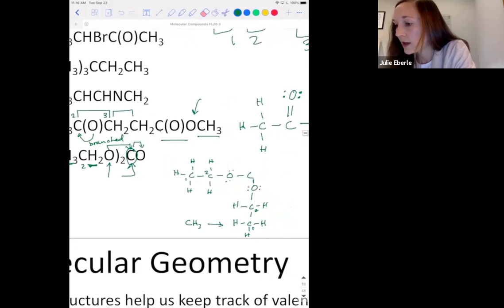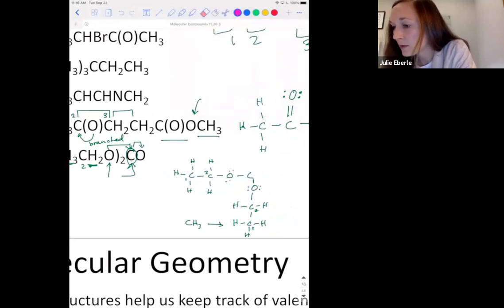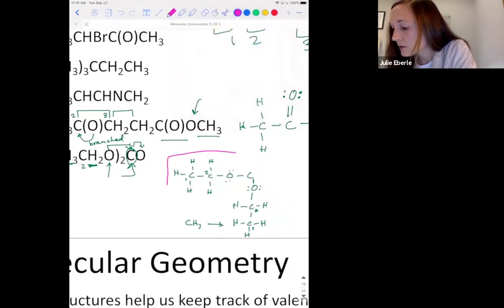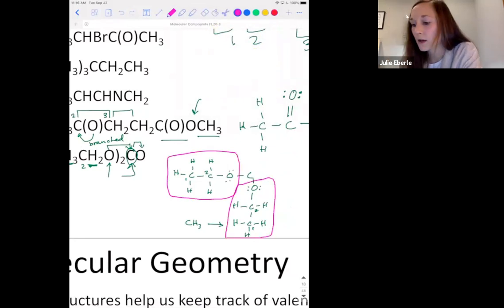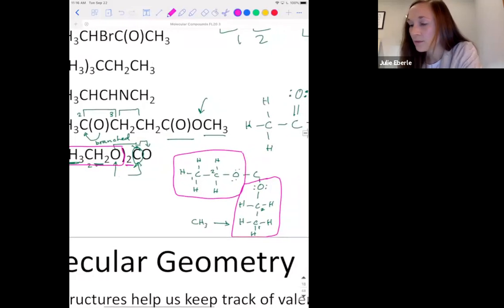So what we've done, I'm going to go back to my pink. We have 2 identical groups. I'm going to circle them real quick. These are the 2 identical groups, okay? That is what's in parentheses right here. And there's 2 of them. You can see that they're identical.